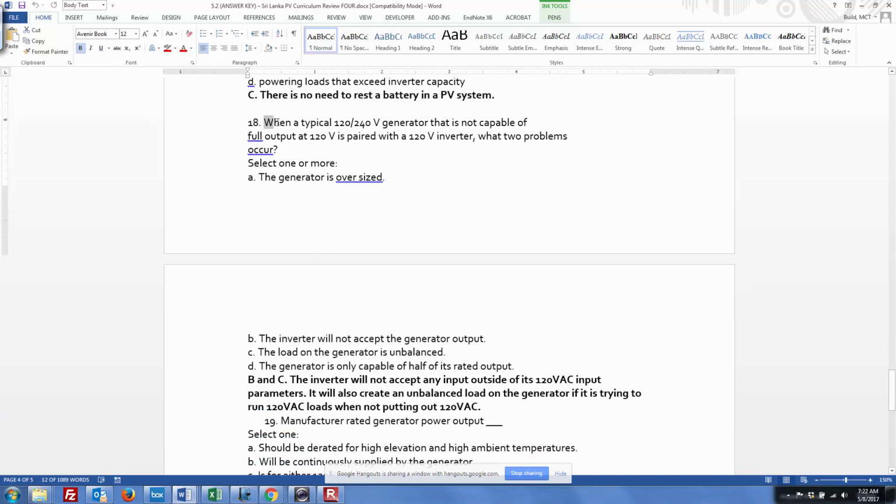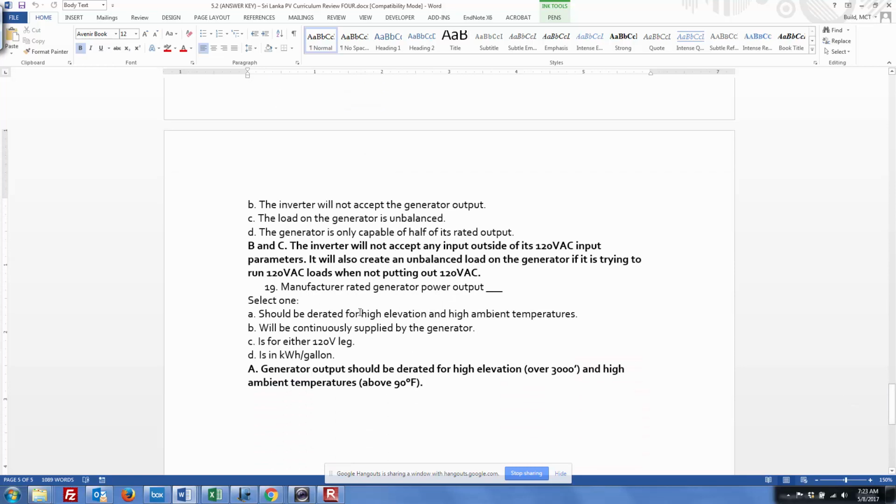Okay, number 18. When a typical 120/240 volt generator is not capable of full output, what two problems occur? And the answer here is B, the inverter will not accept the generator output, and C, the load on the generator is unbalanced. And this is something that would be better to talk about hands-on there in Sri Lanka. So I'm going to leave that to a laboratory exercise to explain. This one says manufacturer rated generator output is A, should be derated for high elevation and high ambient temperatures. So I'm going to show that as well.